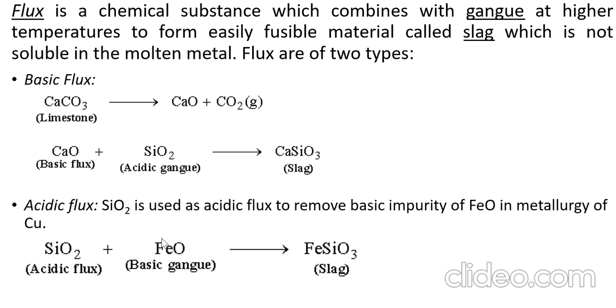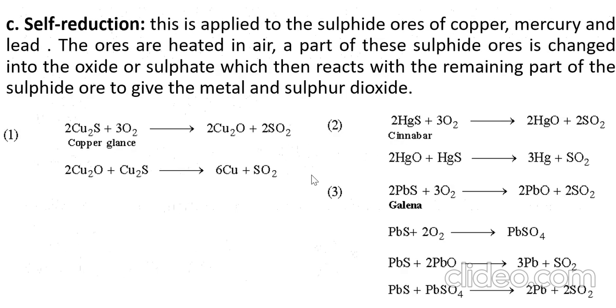We also have another type of impurity, which is called basic gangue. So in this case, we use acidic flux, and in some cases, you may decide to use basic flux depending on the type of metal. If the metal you're trying to purify is copper, in most cases, we expect copper to have basic impurity, which is called basic gangue, iron oxide, and this can be removed using what? Acidic flux, silicon oxide, to form this slag. In most cases, the slag and the metal are not miscible, and thus they can be separated.